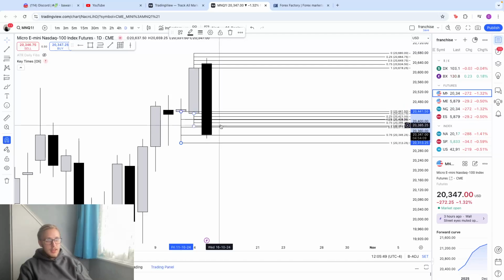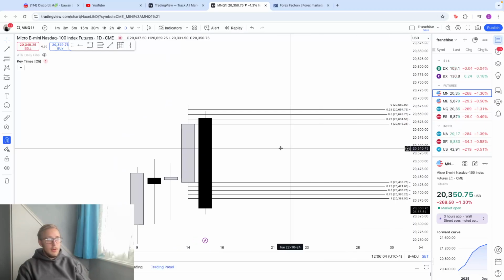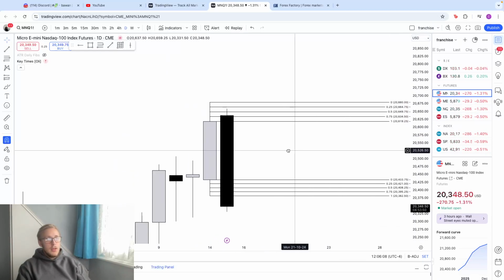Okay, so as you can see, Monday we come down to the upper quadrant and didn't touch the 50%, which is a bullish signature in price. As you can see, we reacted off that. So step one, mark previous day high and low. As you can see, we have.